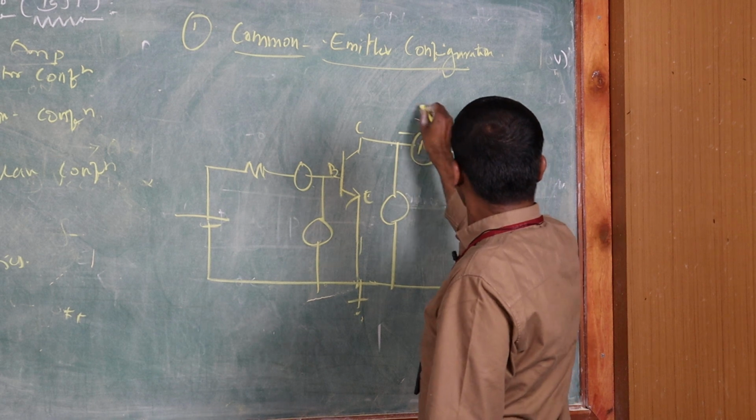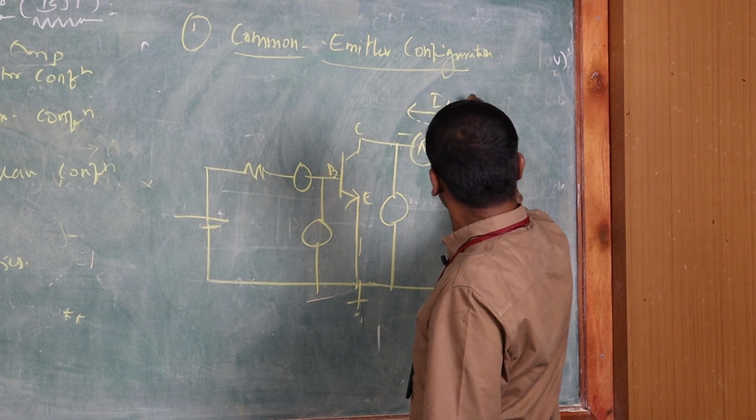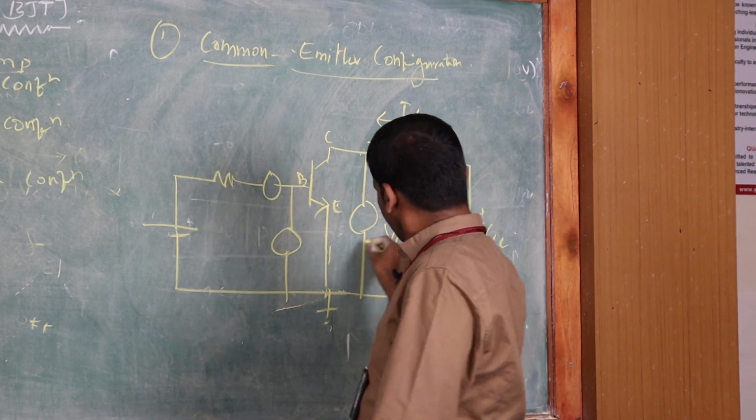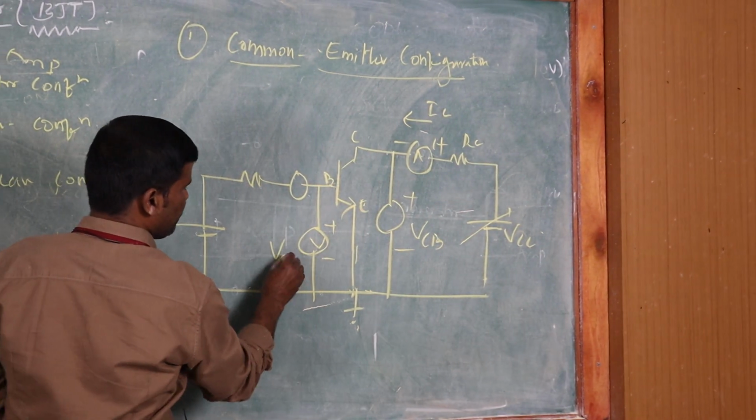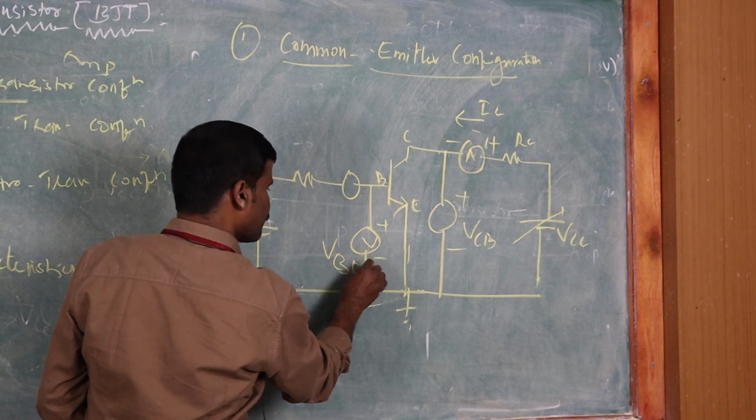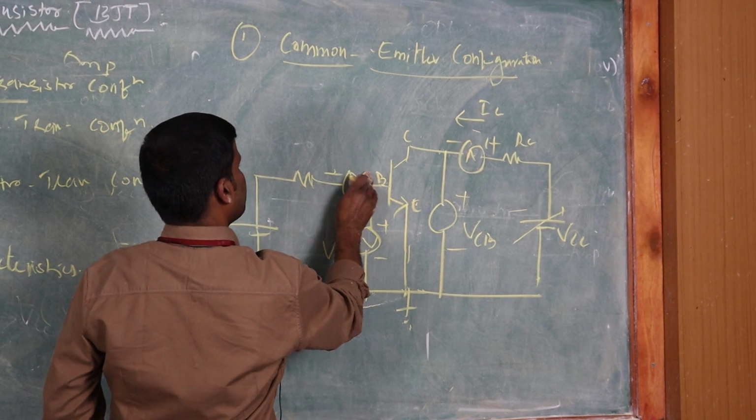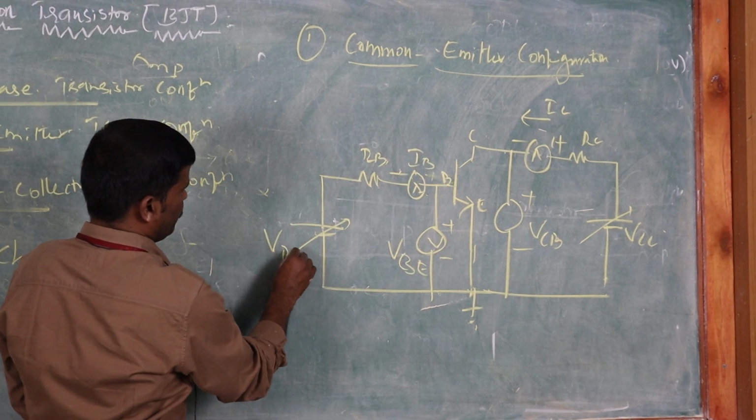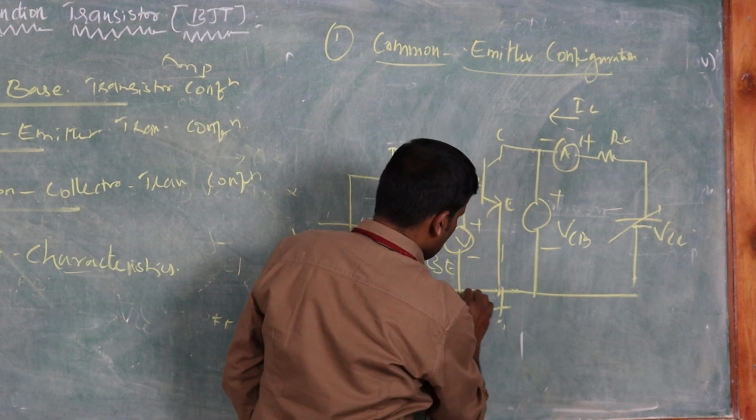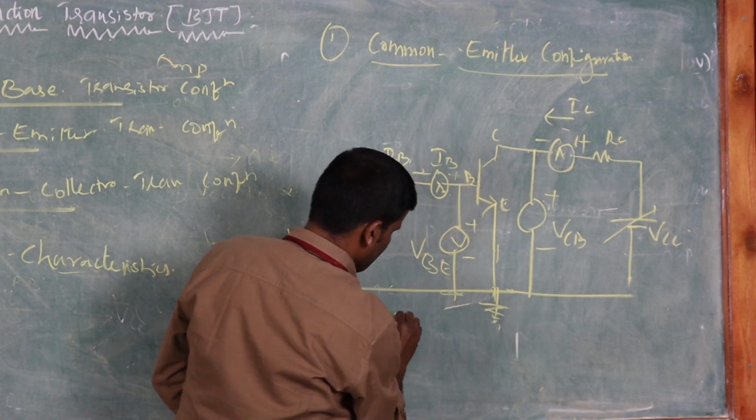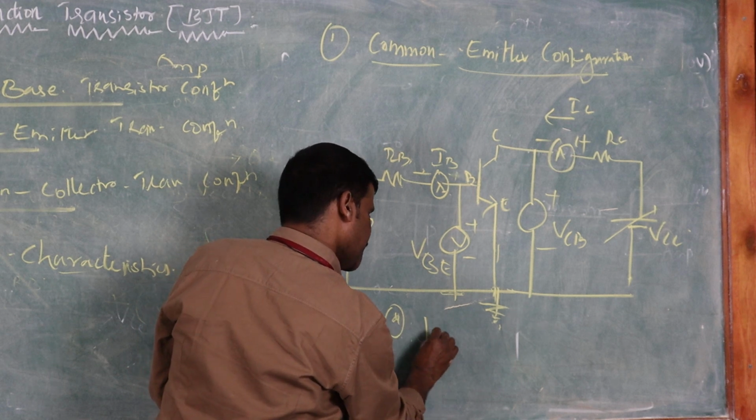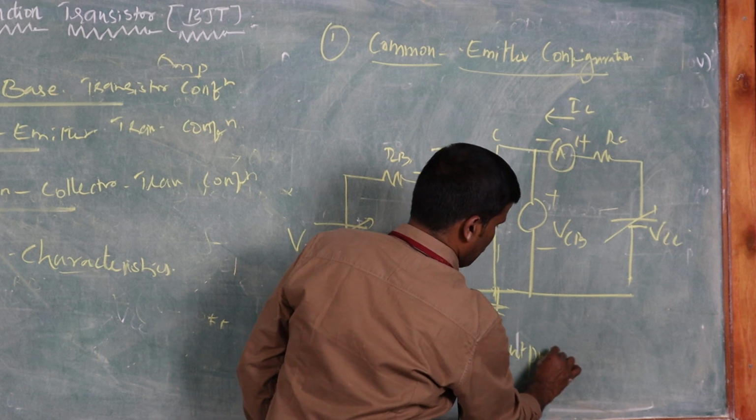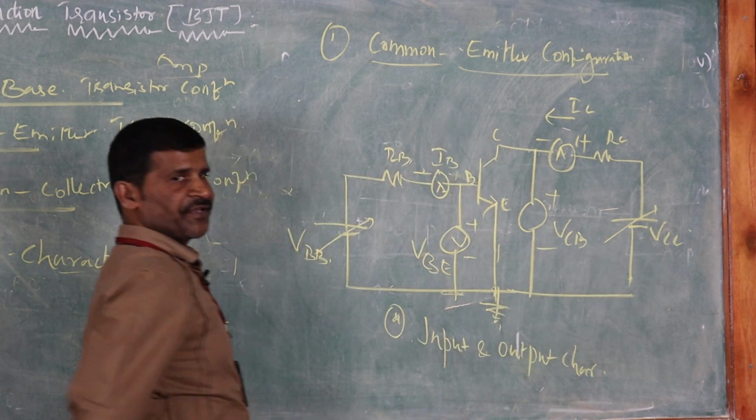The output current IC flows from the output junction side. The output junction voltage is VCE, the input junction voltage is VBE, and the input current is IB. RB, this is VBB. This is the ground. The emitter is connected to ground. This circuit is used to find the input and output characteristics of the common emitter configuration.